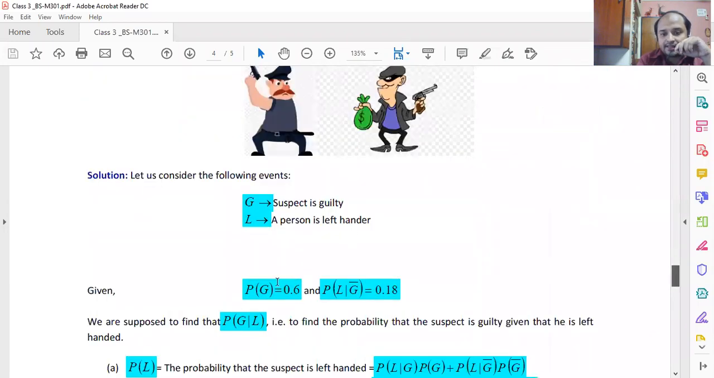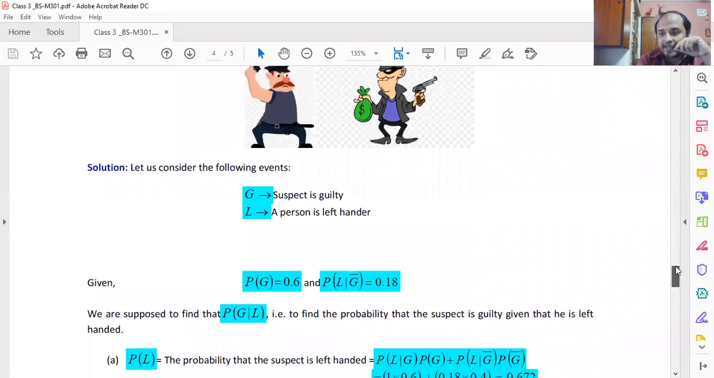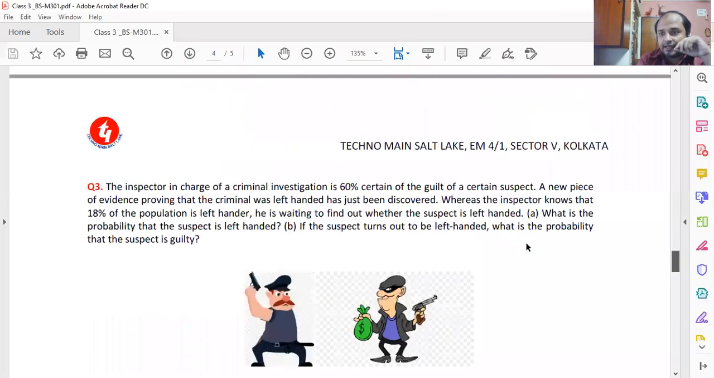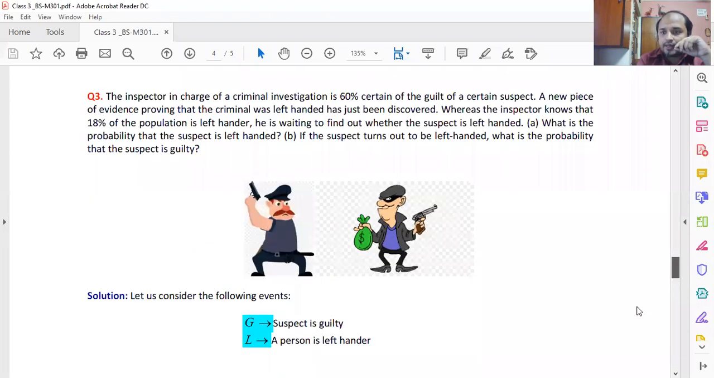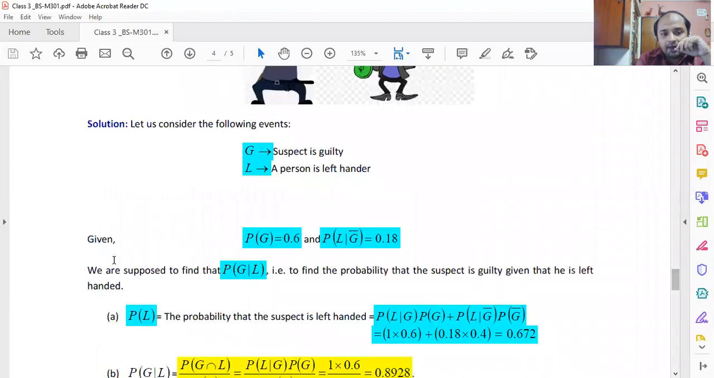So it is 0.6. Probability that the suspect is left-handed, given that he is not guilty, it's 0.18, because 18% of the population is left-handed, and until it is proved, no one is guilty. So it is 0.18. We are supposed to find the probability that the suspect is guilty, given that he is left-handed. That is to find. First of all, we are supposed to find probability of L, because why?